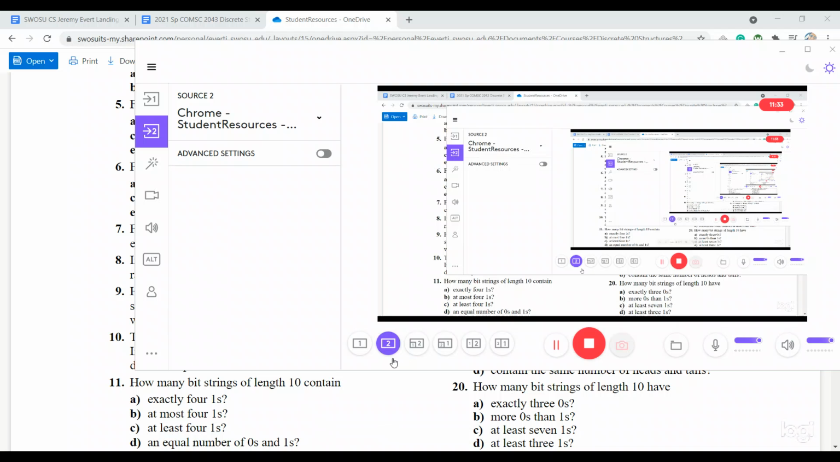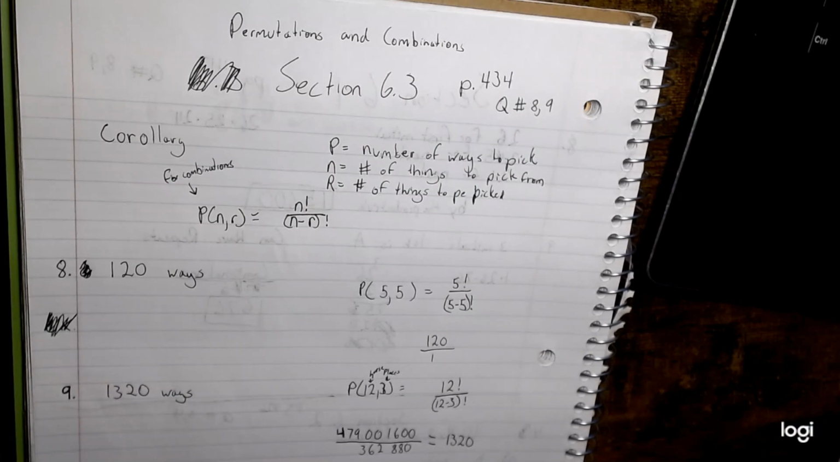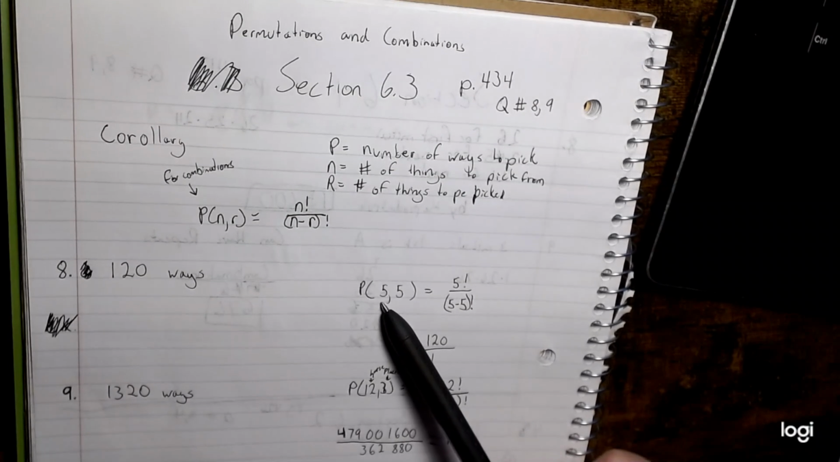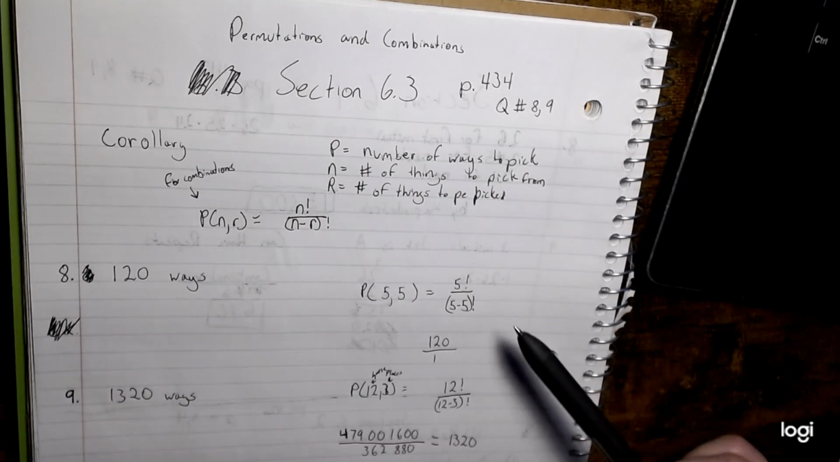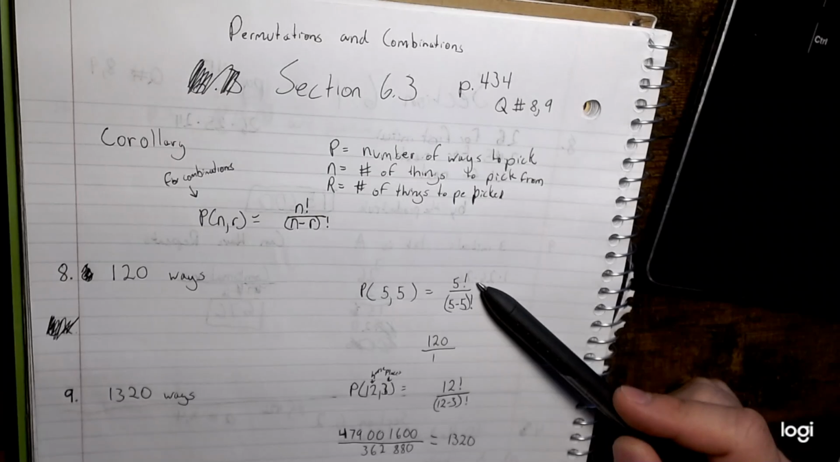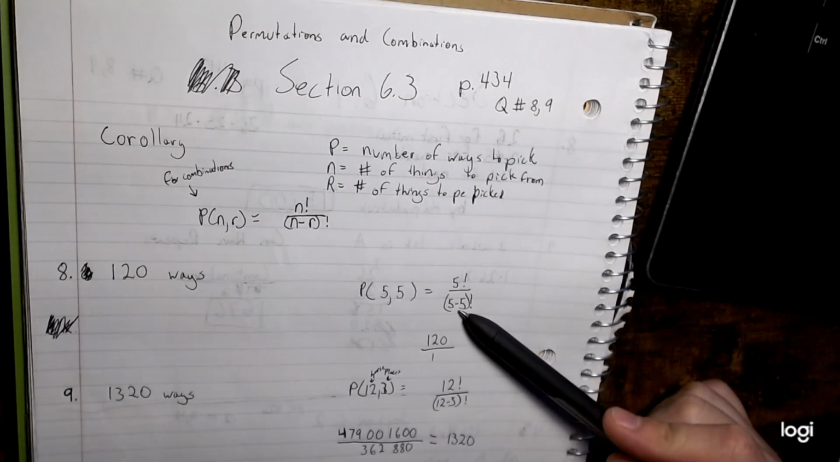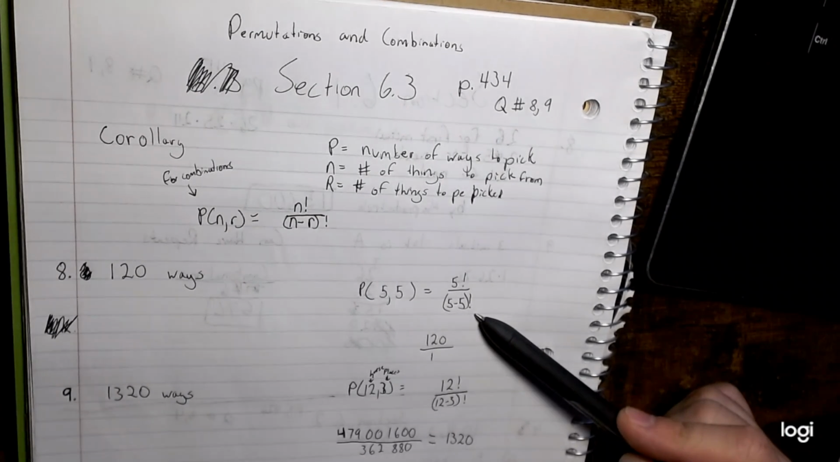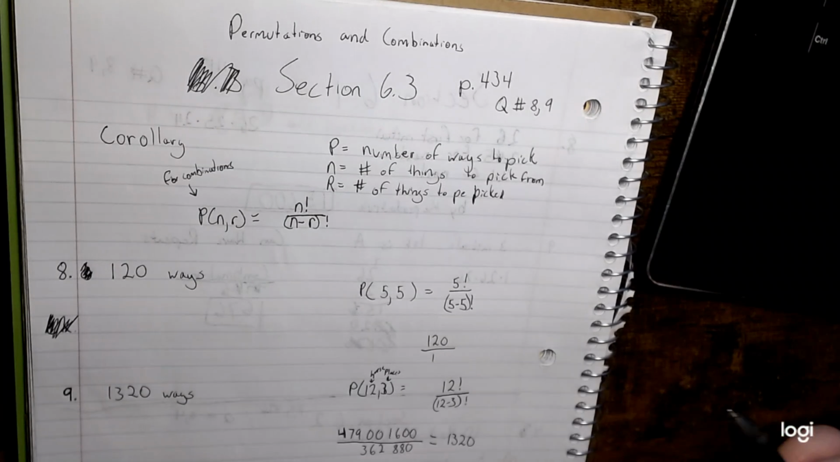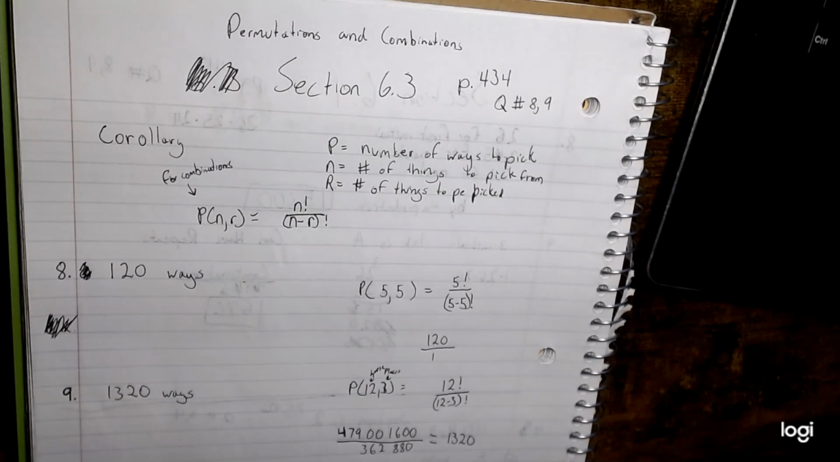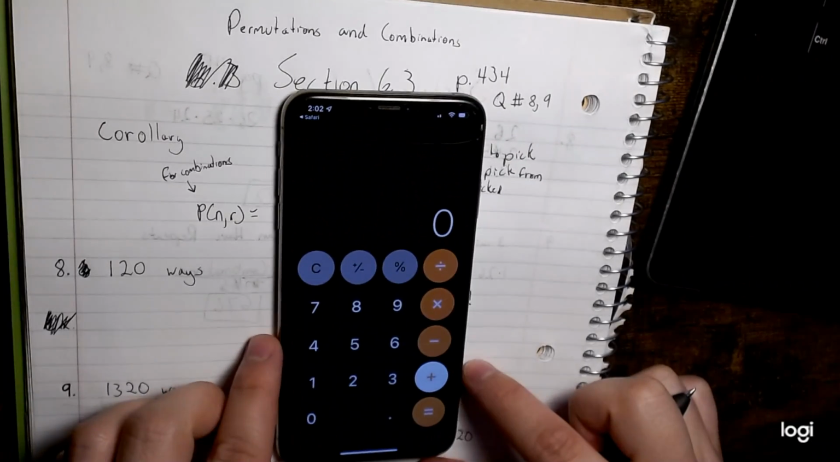So we come right on over. We have 5 runners, and we can pick from 5. So we use this corollary for combinations, which is 5 factorial divided by (5 minus 5) factorial. So we do 5 factorial, which is, let me look right over here, put our calculator to do factorials.